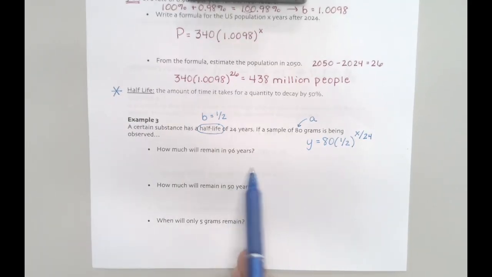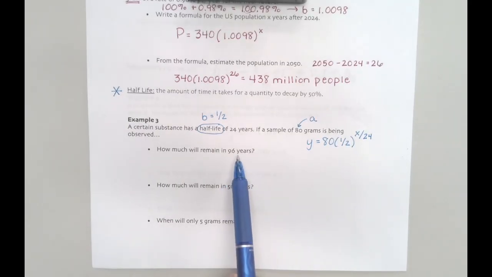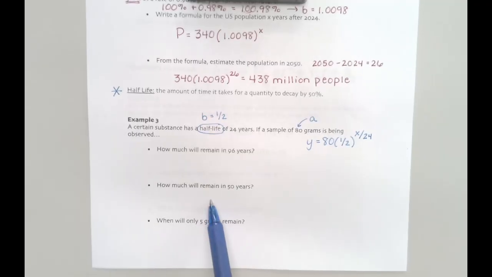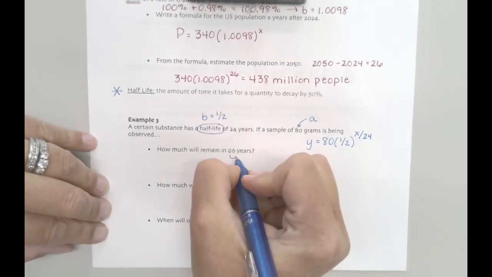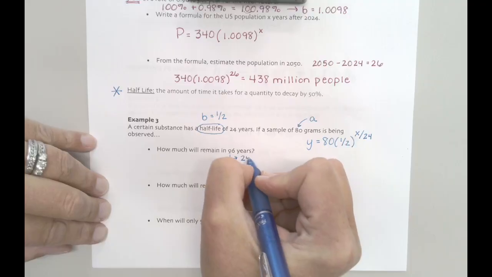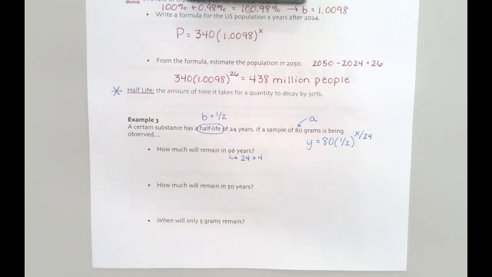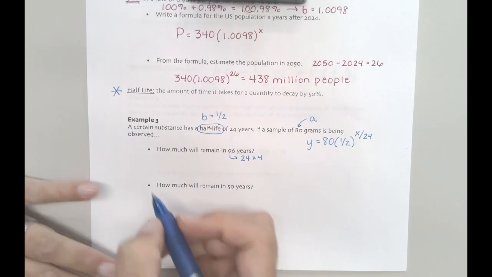Okay, so this first example, how much will remain in 96 years? This one we actually could have done without writing an equation. We'll definitely need the equation down here. But 96, if you don't know this off the top of your head, is really 24 times 4. Okay, that's 4 sets of 24 years. So every 24 years we're cutting in half. So I could figure this out like this.